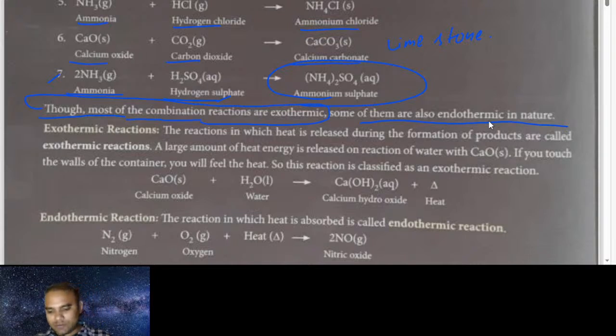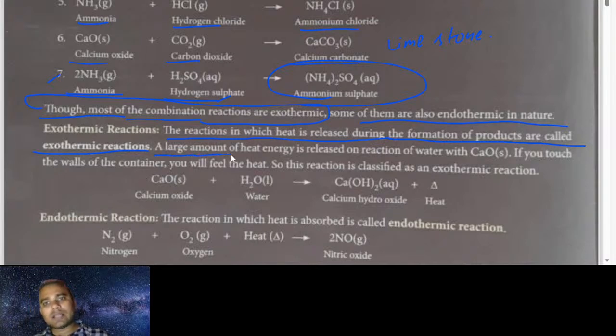Now let us try to understand the next one, student. Exothermic reaction: the reaction in which heat is released during the formation of the product is called an exothermic reaction. So heat is getting released by itself, along with the product, student. Now let us move to understand another statement.